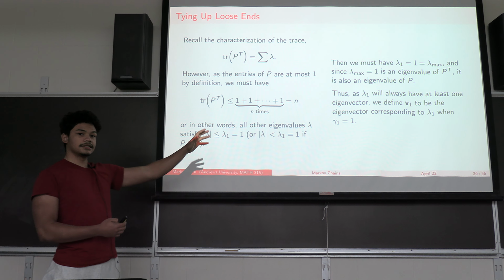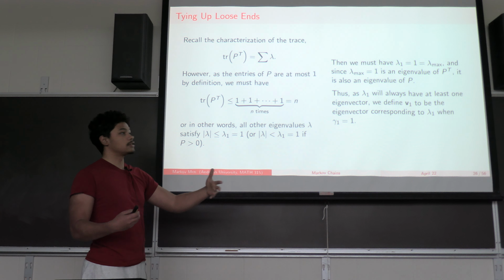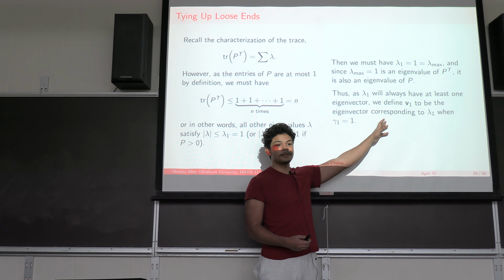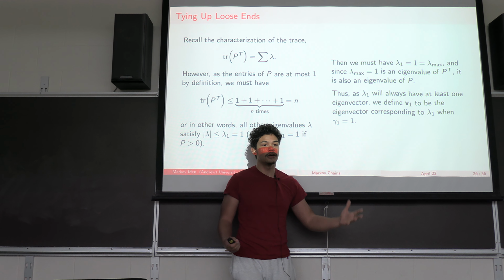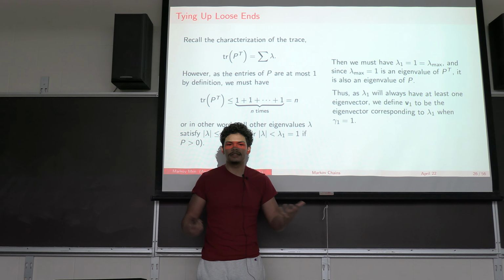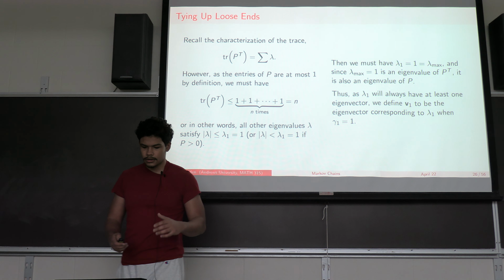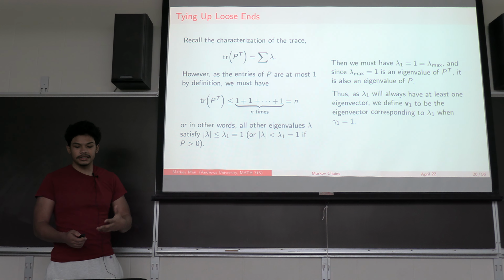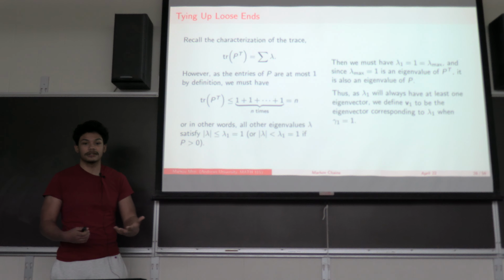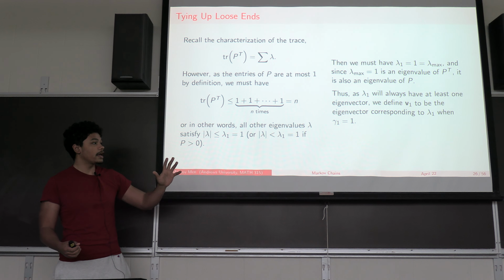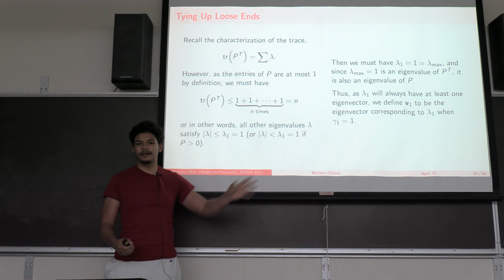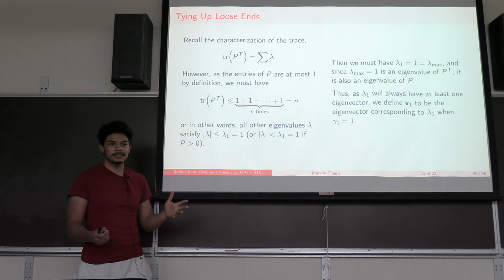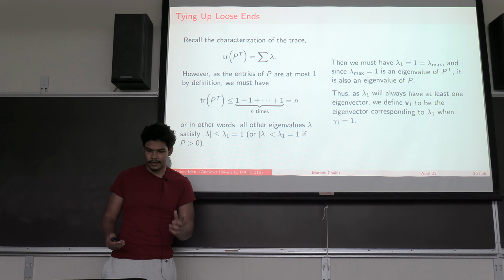So what we have then is that lambda 1 equals 1 is our largest eigenvalue, and since it's an eigenvalue of our transpose matrix, it's actually also an eigenvalue of our original matrix because they have the same characteristic polynomial. So as lambda 1 has at least one eigenvector, we then just define v1 to be the eigenvector corresponding to lambda 1 when it has geometric multiplicity 1. We won't have multiple v1s, if that makes sense. We only consider v1 in the case that lambda 1 has just one eigenvector.